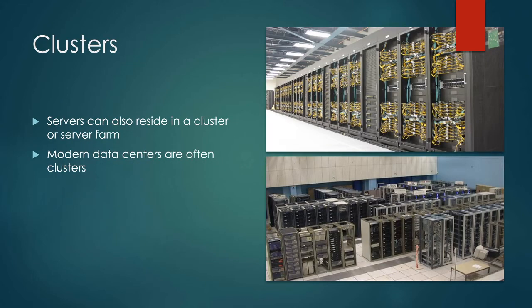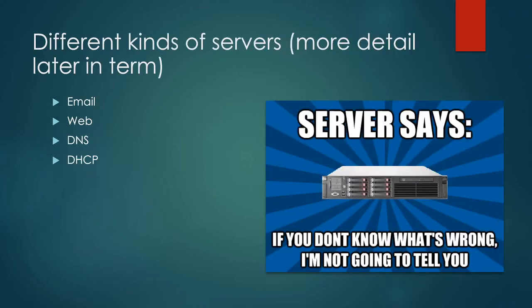Now, we might end up having clusters of servers. You can see some images here of that. Data centers are generally clusters, and a lot of the very, very large tech companies will end up having these cluster data centers, such as AWS or Google, just because of the amount of power that they end up needing. Now, we'll talk a little bit more about different kinds of servers, but some of the more popular servers that you're going to see and work with, if they are specialized servers, are going to be email servers, website servers, DNS servers, or DHCP servers.